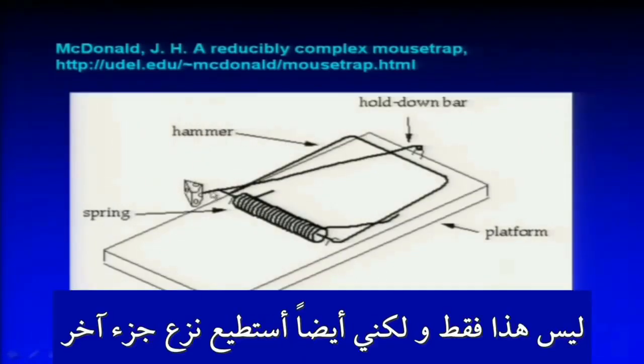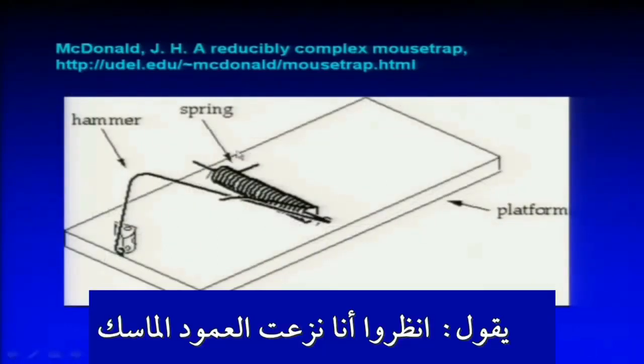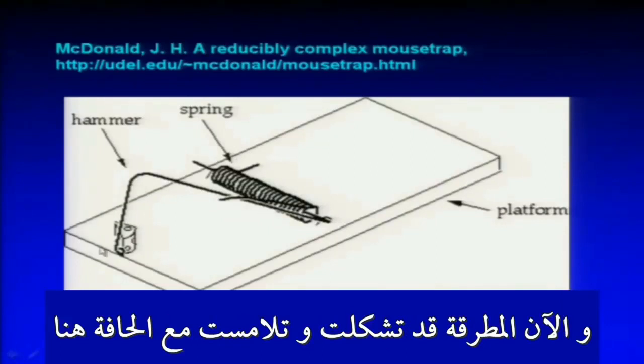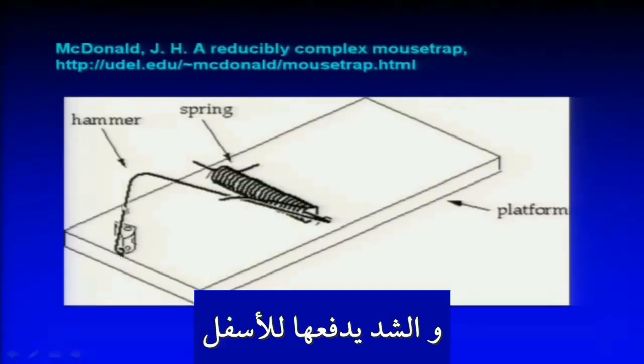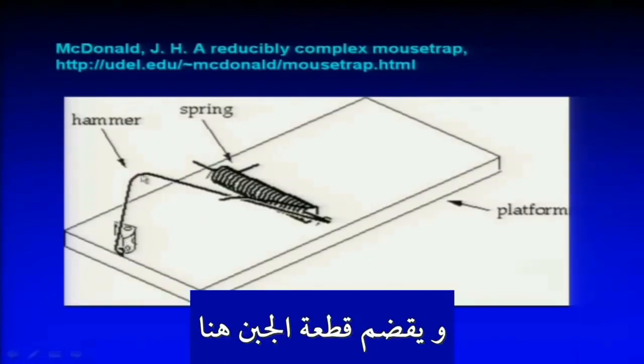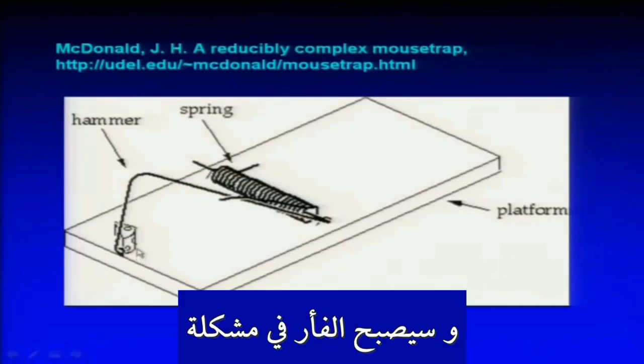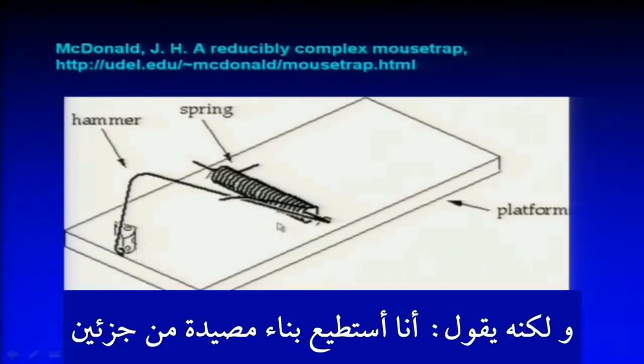But he continued, not only that, I can take away another part, he said. I can take away the holding bar, and it will still work. He says, look, I took away the holding bar, and now the hammer is shaped so that it's just touching the edge here, and the tension is pushing it down. Again, the idea is the mouse comes along, nibbles here, this goes over the edge, this snaps down and catches a paw or a tail, and the mouse is in trouble. But he said, I can build a trap with 2 parts.